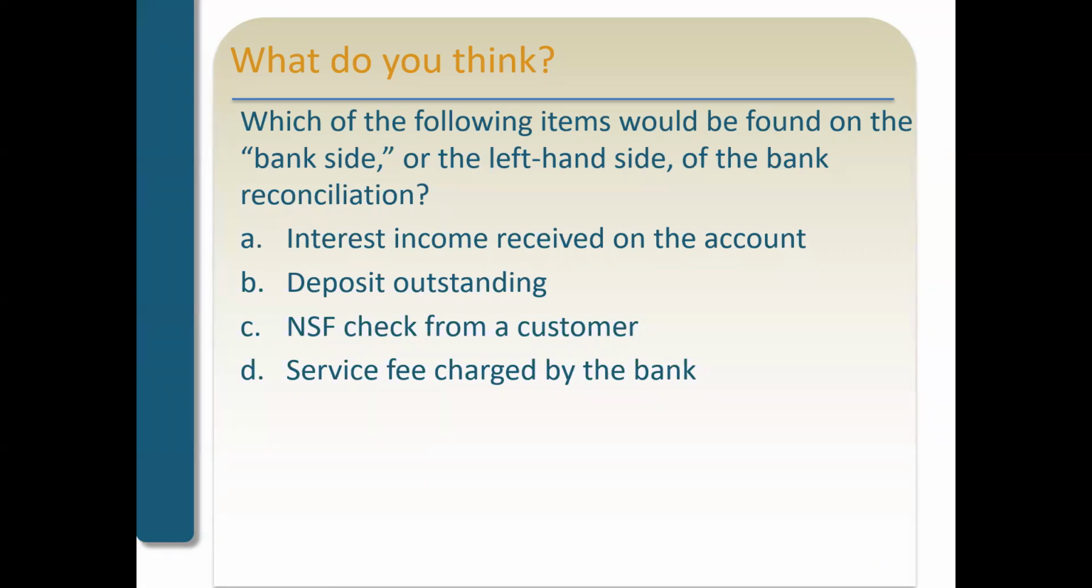NSF. Is this more than one answer or just one? So this is reconciliation items that we would be putting on the bank side to reconcile with the books. Oh, okay. So then it would be deposits outstanding. Correct. It would be deposits outstanding, because deposits outstanding are something we would show on the bank side.